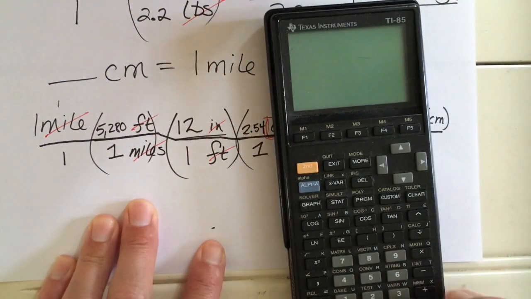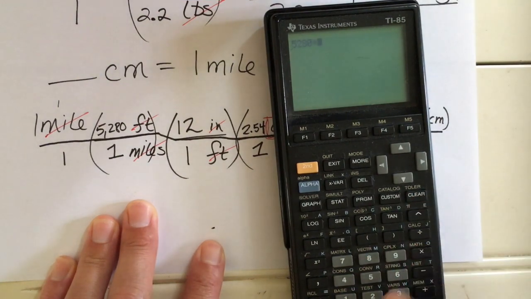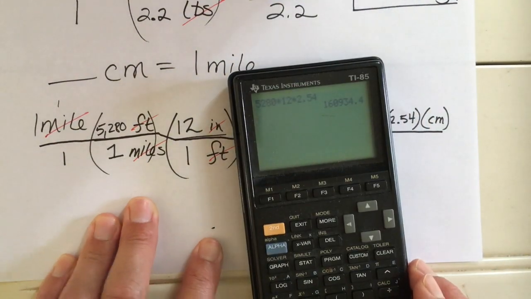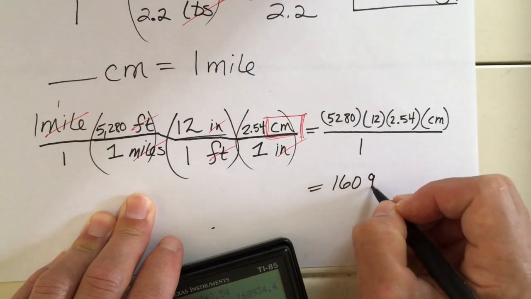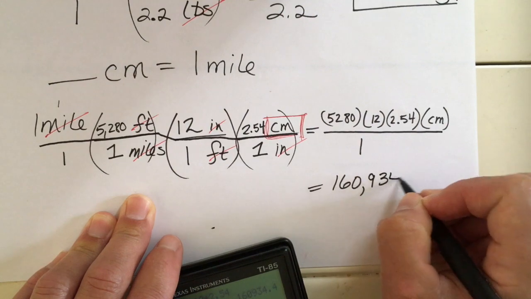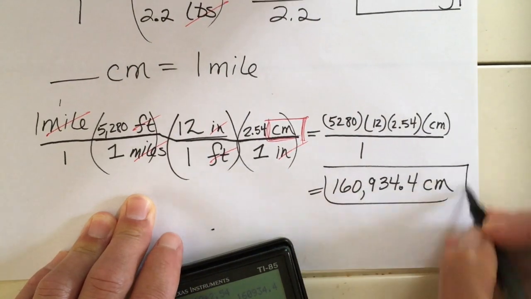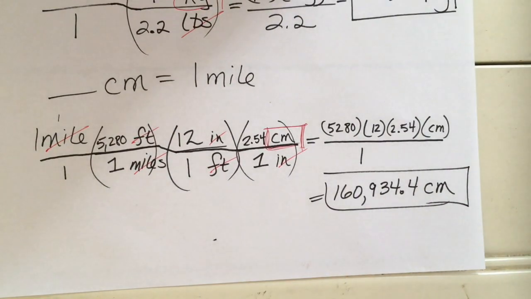Let's multiply those 3 numbers. 5,280 times 12 times 2.54 is equal to 160,934.4 centimeters. And there's your answer. All right, pretty good. All right, let's go to the next one.